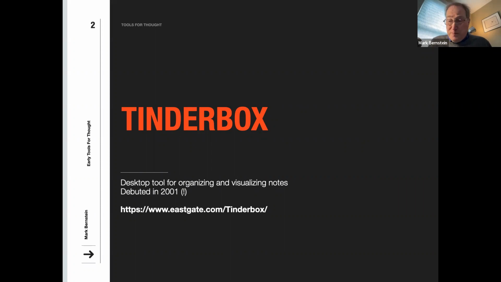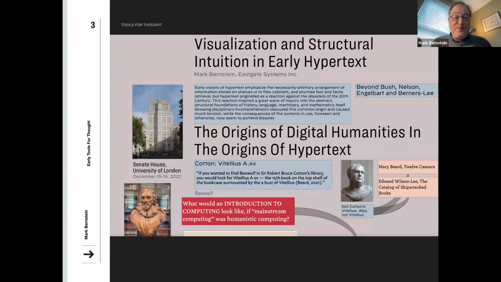Unusually, Tinderbox is a tool for thought that runs on the desktop and not in the browser. I think, nevertheless, it's worth a look. One reason it runs on the desktop is it's old. It started in 2001. But another reason is I'm really interested in doing things that require a lot of processing power. And you just get more processing power when you can get closer to the metal.